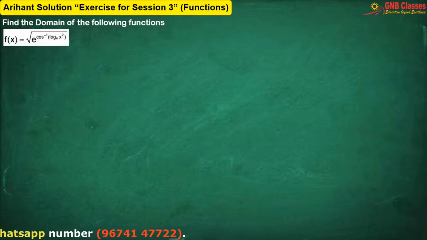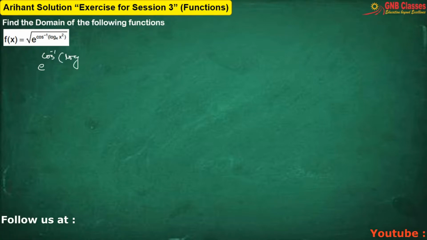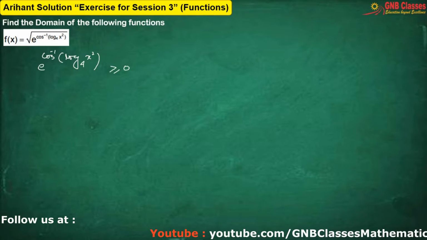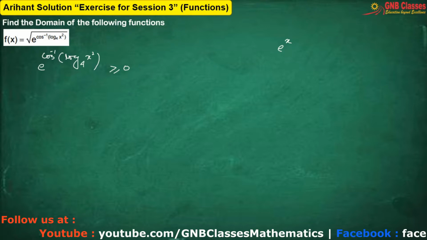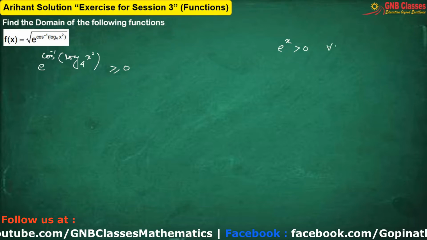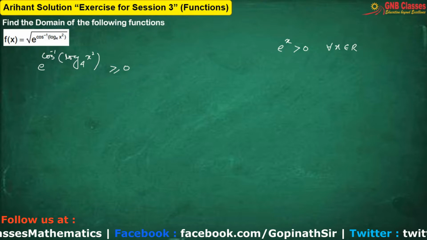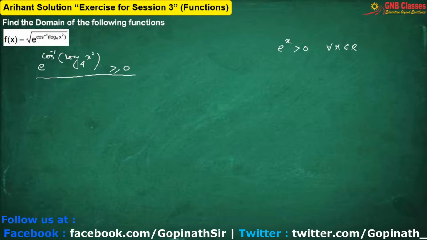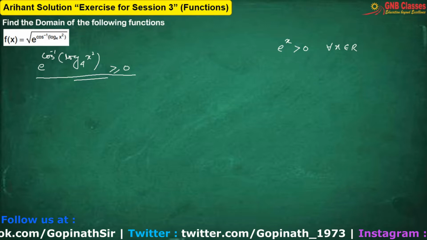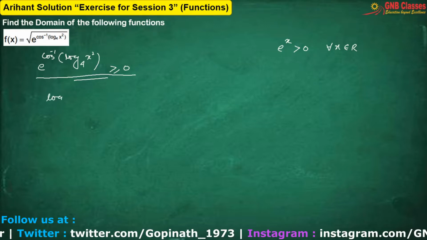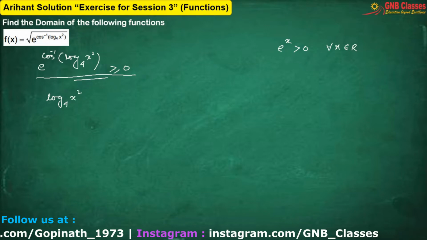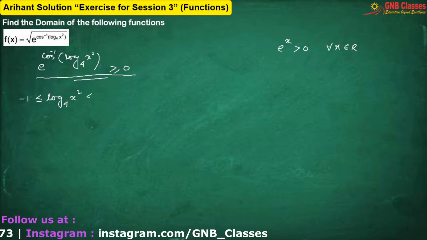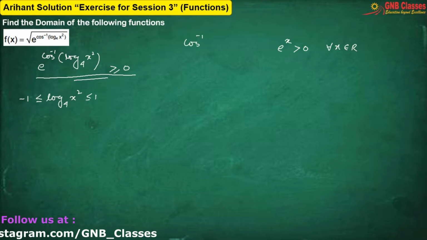Here, to define the function, e to the power cos inverse log base 4 x square has to be greater than or equal to 0. As we all know, e to the power x is always greater than 0 for all x belonging to real values. Therefore, this inequation is always true. The other part we can consider as log base 4 x square has to lie between -1 and 1, because we know that for cos inverse x the domain is from -1 to 1, right?